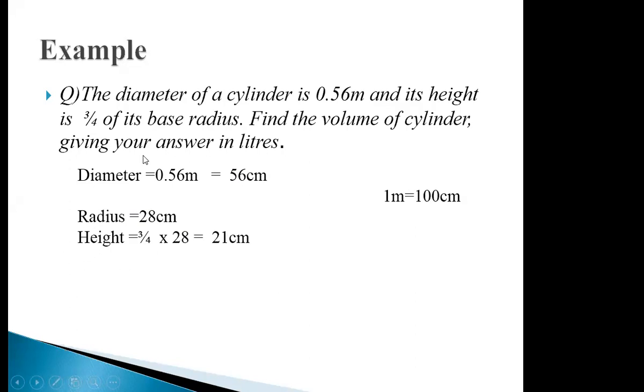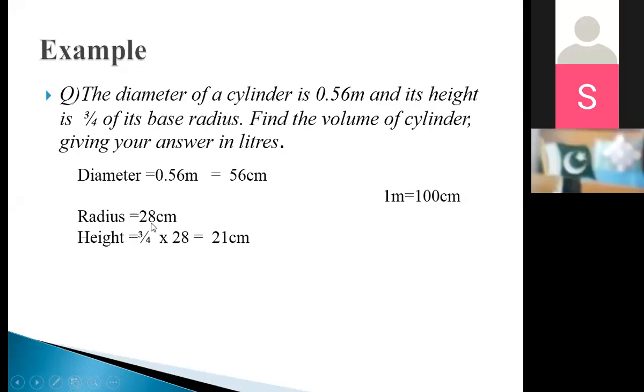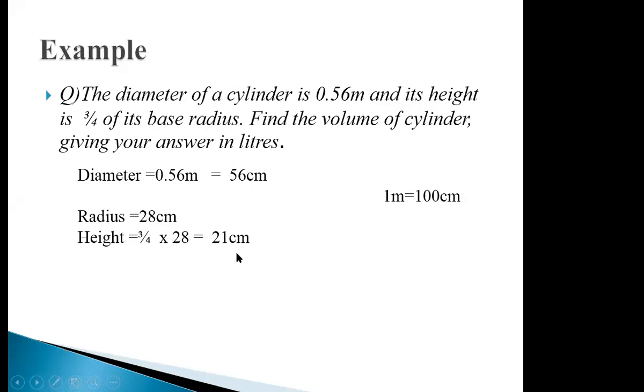Okay, now 3/4 of the base radius. You know that the diameter is 56, so the radius will be half of 56. It is 28. And the height, they say that it is 3/4 of the radius. So 3/4 of what? Of means multiply. So 3/4 of the radius, that is 28. So the height will be 21, isn't it?